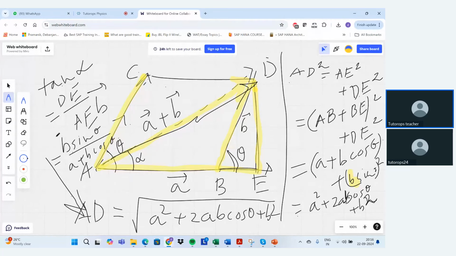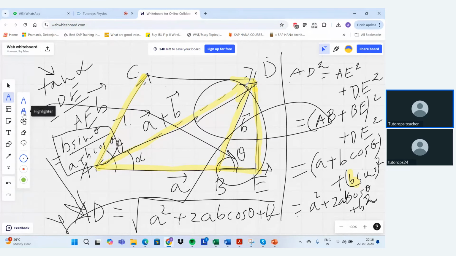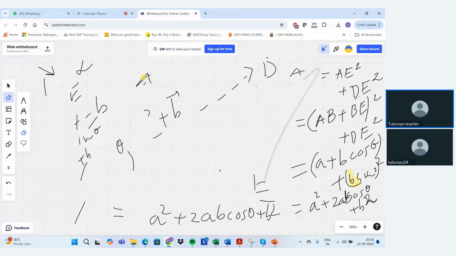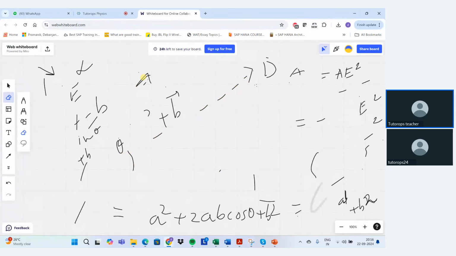Sorry, maybe the page looks a bit messy, but the concept comes from here. There are two things you have to take from here. One is tan alpha, equal to B sine theta by A plus B cos theta, and this is the way it comes. And the other is the resultant vector, this is my resultant vector AD. Mostly this is how it comes. Fine, so maybe problems we will do in the next class.